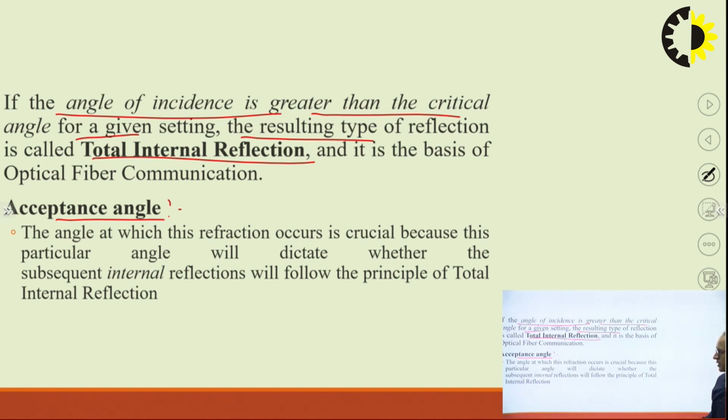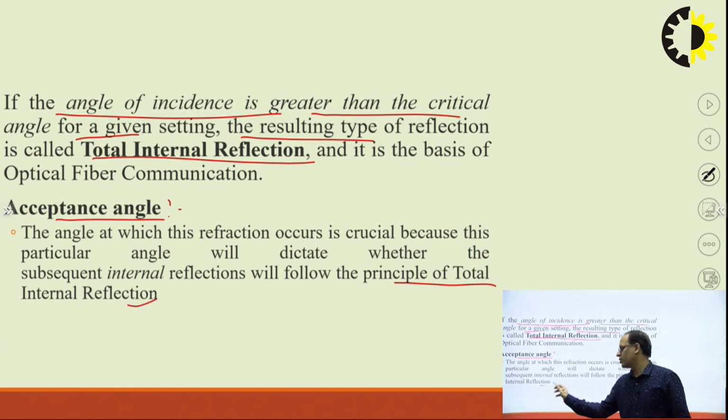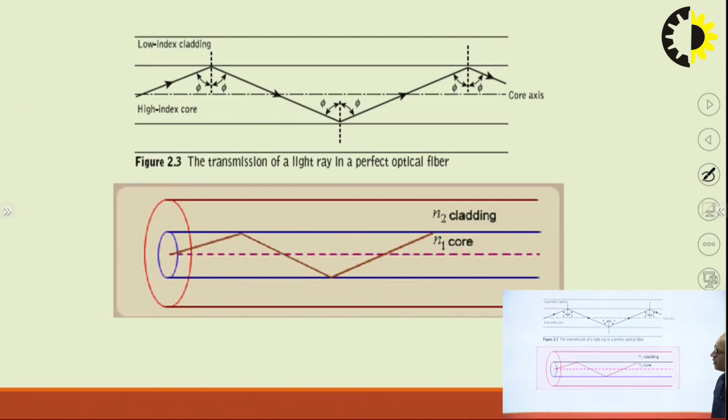Now, the acceptance angle is the angle at which the ray enters, and it is very crucial, because at this angle the ray will get coupled into the optical fiber cable, which will follow the principle of total internal reflection. It means this angle will decide whether the ray entering the optical fiber will follow the principle of total internal reflection or not. Clear? Now, this is the transmission of light in a perfect optical fiber cable.